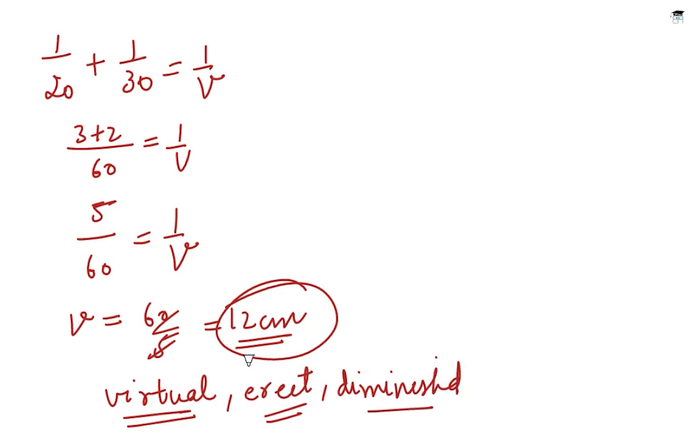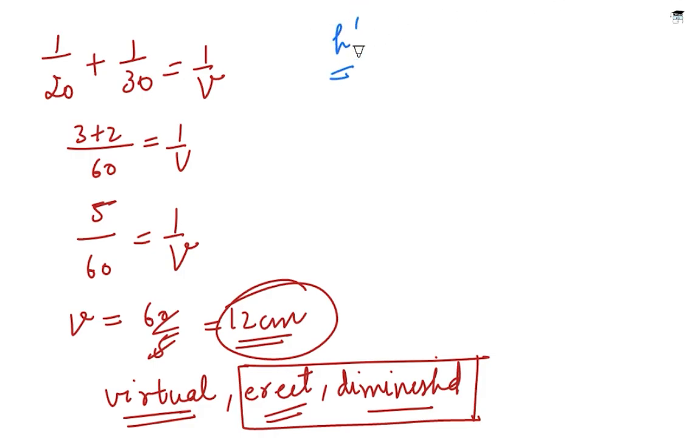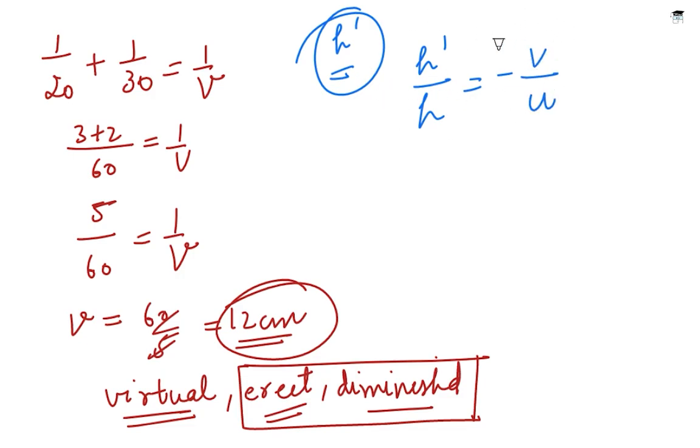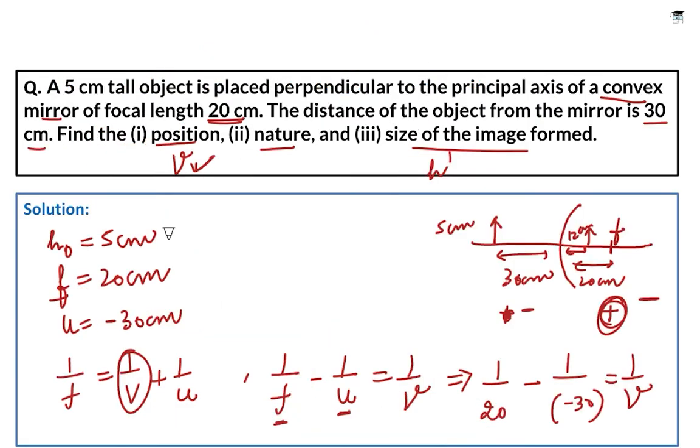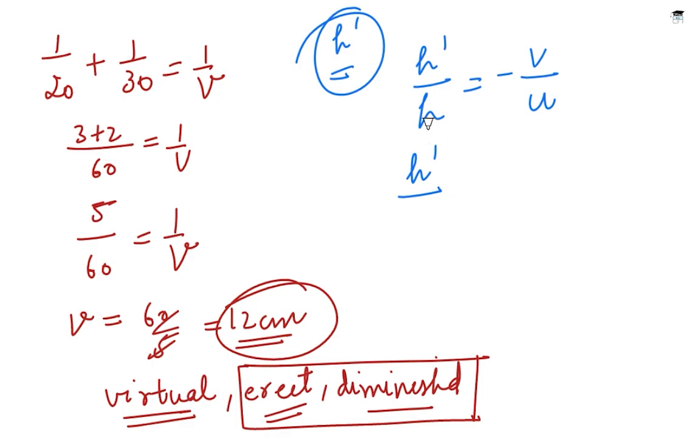Don't worry, we will just confirm that the image is going to be erect and diminished right now. So we will have to find h dash. To find h dash, we are going to use this relationship between h dash, h, v and u. We are going to use this relationship to find h dash, that is the height of the image. So substitute all the values. What is the height of the object? The height of the object, h naught, is 5 centimeters.